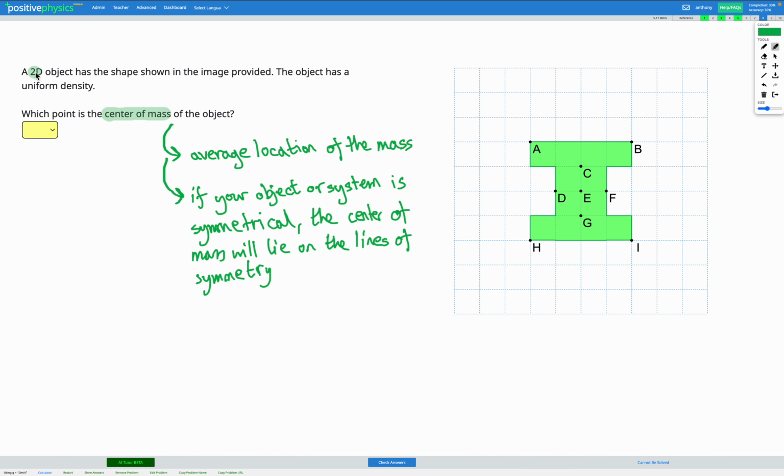Now in this question, we have a 2D object. We're told the object has a uniform density. So looking at our object, we can see we have a line of symmetry vertically down the middle because we've got the same shape on the left reflected on the right. And we also have a line of symmetry horizontally down the middle because again we have the same shape reflected above as we have below. So that's going to make E our center of mass for this shape.